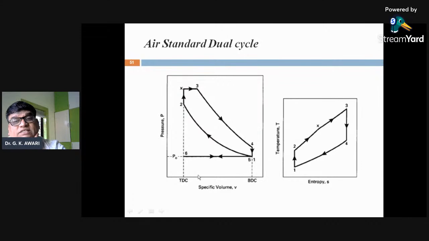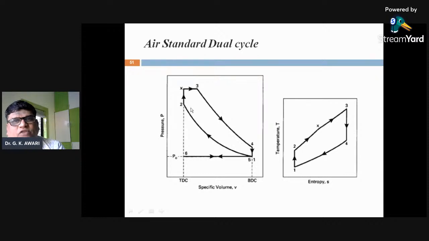Okay, this is the PV diagram. 6 to 1 is nothing but your suction stroke. Then 1 to 2 is the isentropic, basically the compression. Then 2 to x and x to 3. So this is the dual fuel cycle.